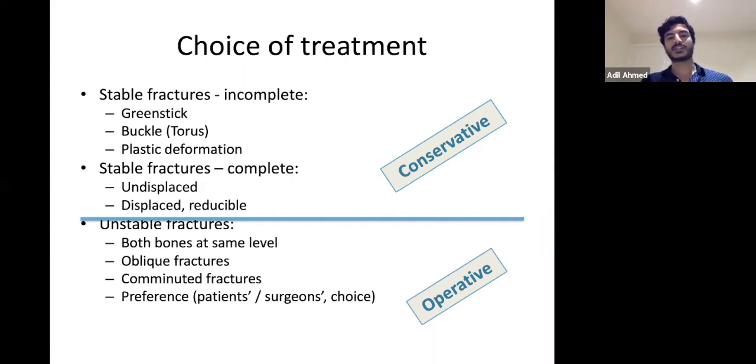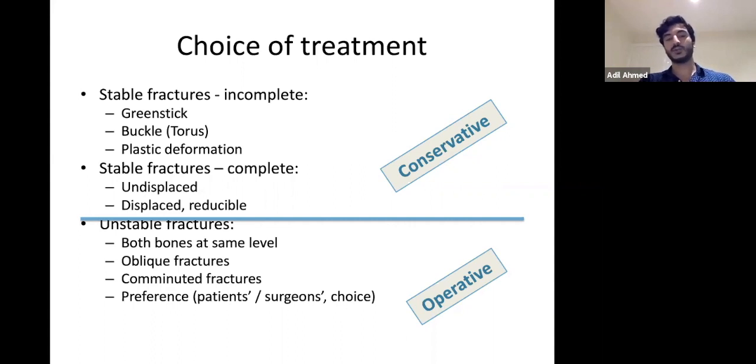So, unstable fractures: we can see both bones at the same level. You can imagine the forearm and the leg, the tibia and the fibula, can all be demonstrated as a polar ring. If there's one break in one, then as long as the other is not broken, which is very unusual, that potentially could be managed conservatively.